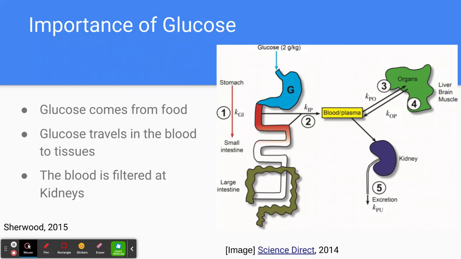The blood is then filtered at the kidneys, as we see in this image here. So we have the digestive tract where the glucose is going to come from. It's going to travel through that blood plasma, travel to tissue cells like organs, liver, brain, and muscle. And it also is filtered by the kidney.